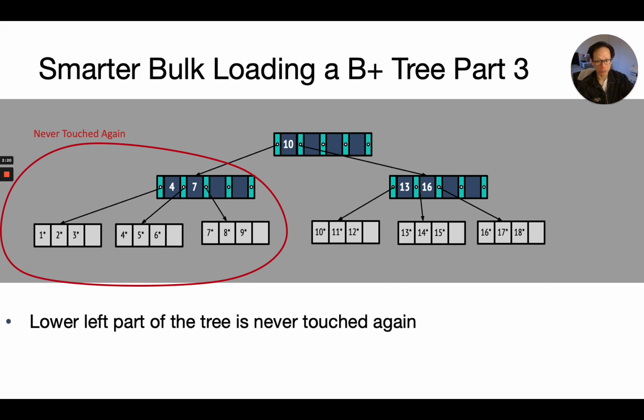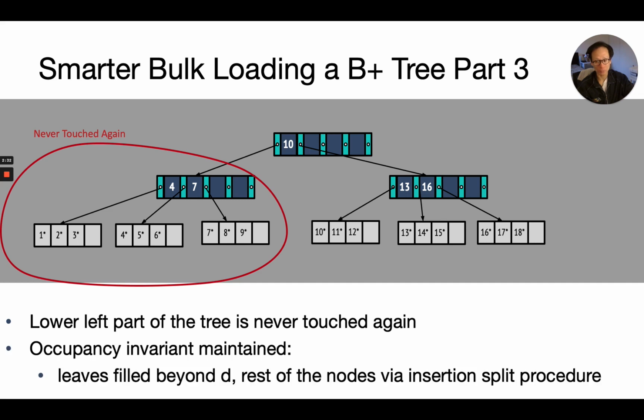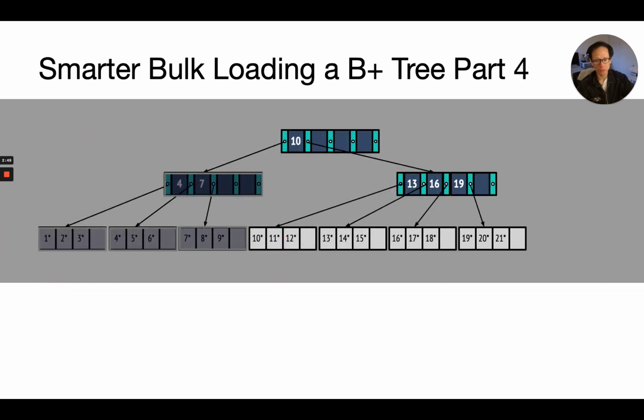Why? Because we are bulk loading from the right-hand side by inserting new tuples via filling out new leaf pages. So we never need to touch the left-hand side of the tree again. And furthermore, because we are following the standard procedure for B+ tree insertion, we're maintaining all the invariants regarding the fill factor for the leaf pages and the order of the tree for the internal pages, except for the root. We'll keep doing this by creating new leaf pages on the right-hand side until we are done.